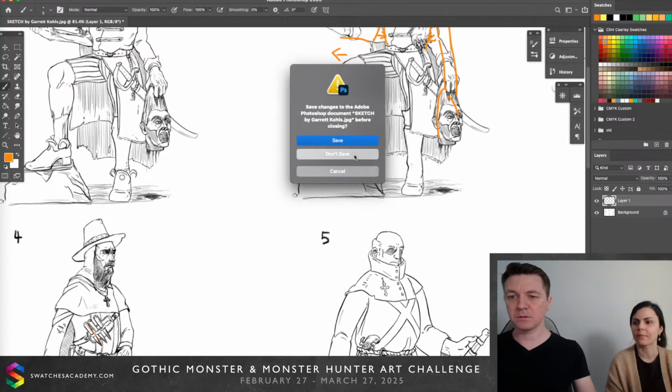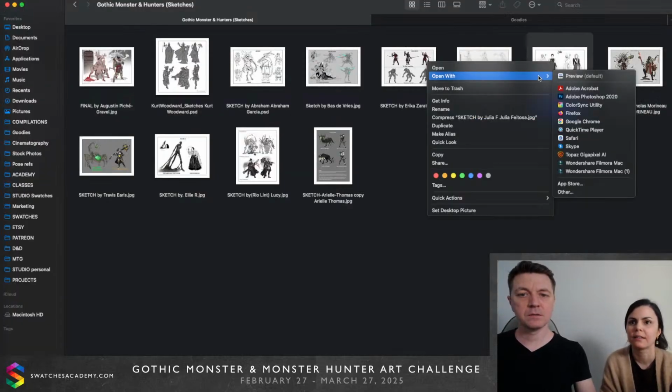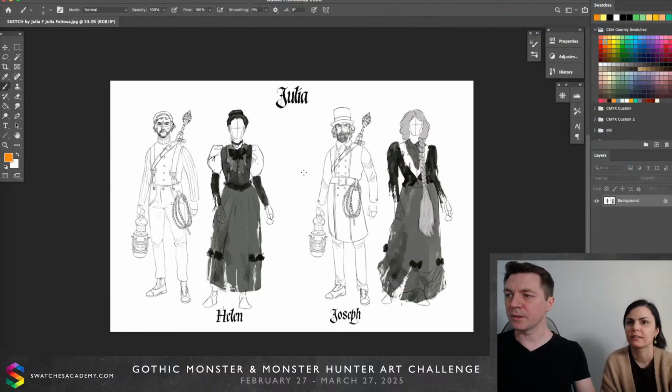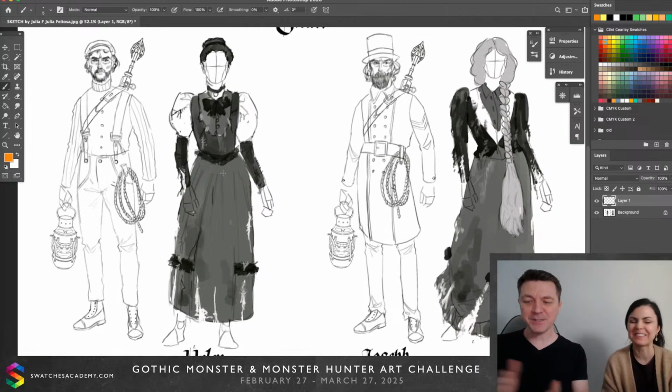Okay, let's close that out. All right, so that was the Blood Revenant. What is next? Julia gave us the Hollow Siren and the River Warden. She gave them names. We didn't actually have names. This is Helen and Joseph, I suppose.